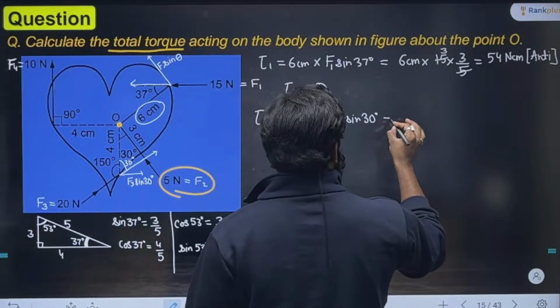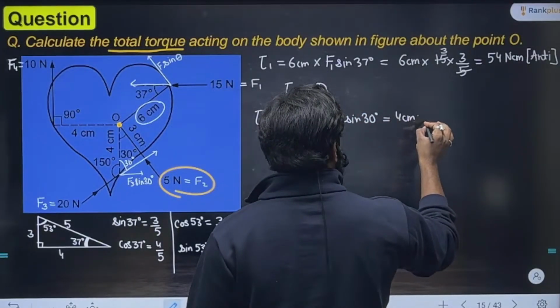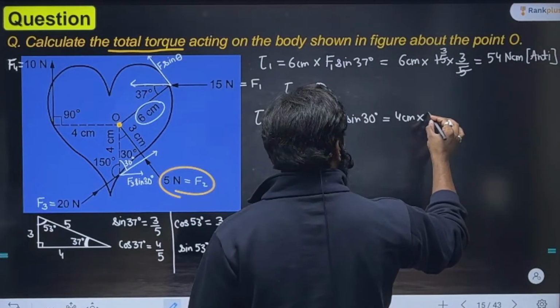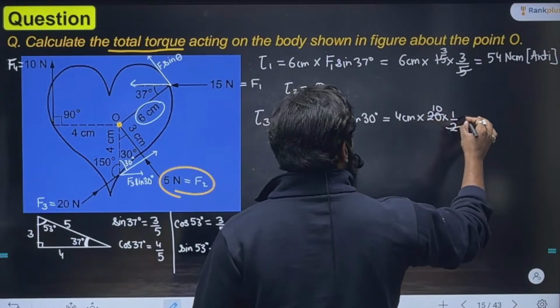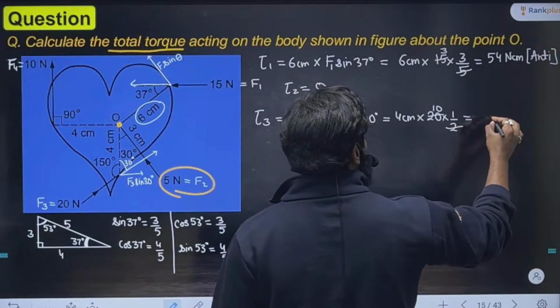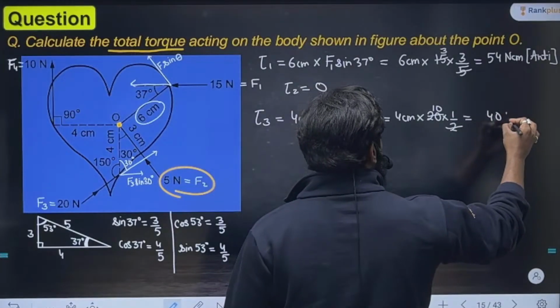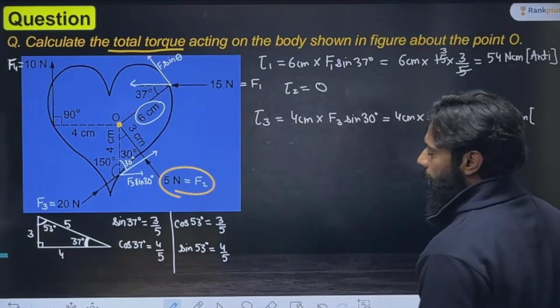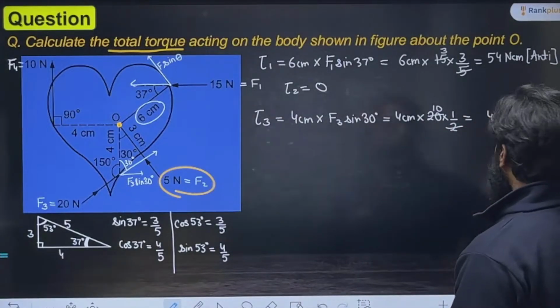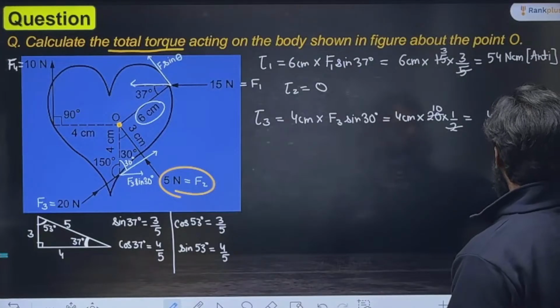F3 sine 30 degree. 4 centimeter into 20 into 1 by 2, which is 10. So 40 Newton centimeter. Okay, and due to this also it is moving anti-clockwise.